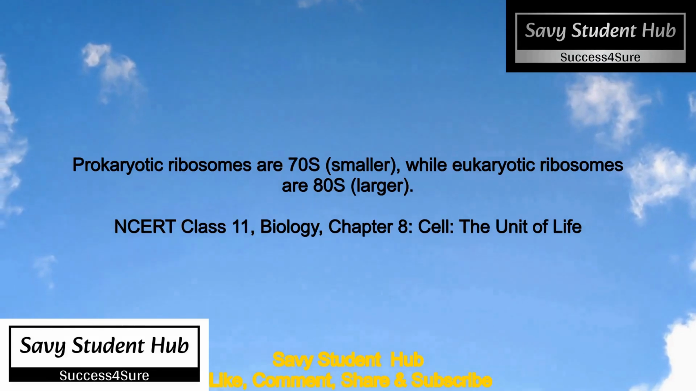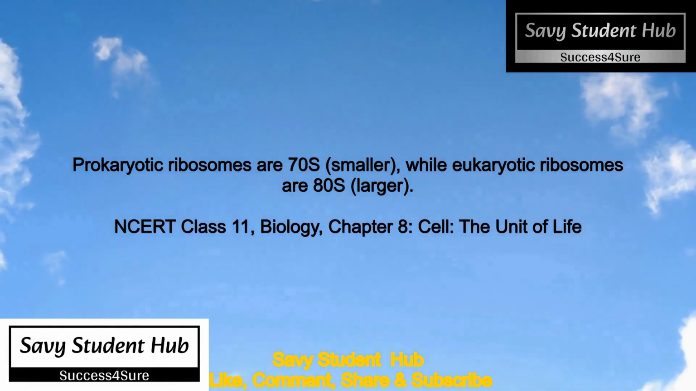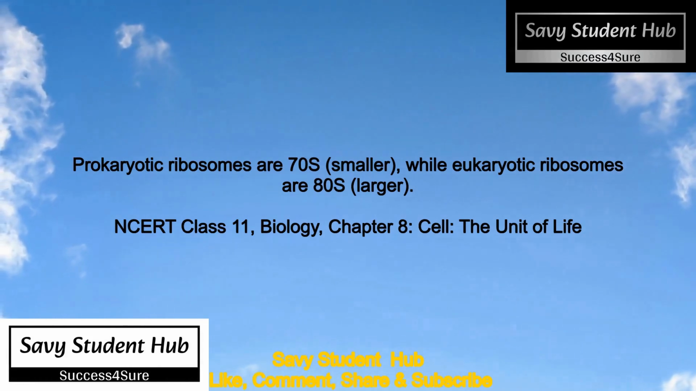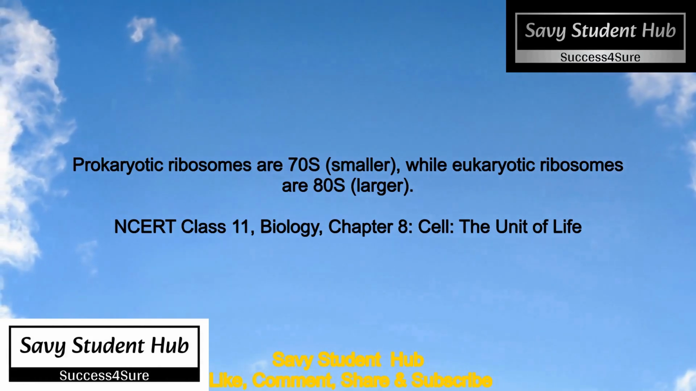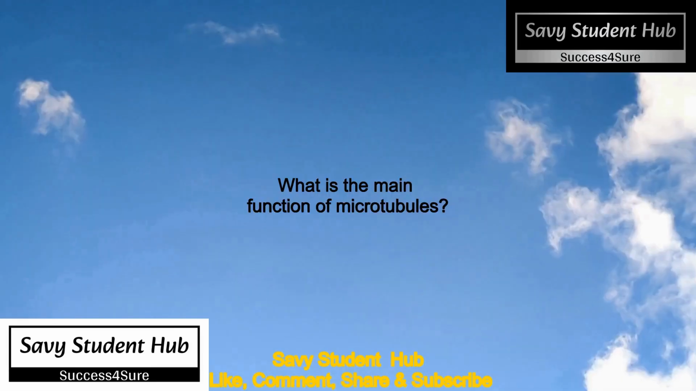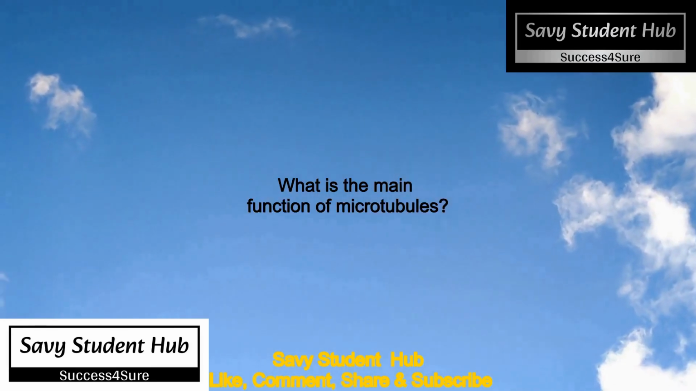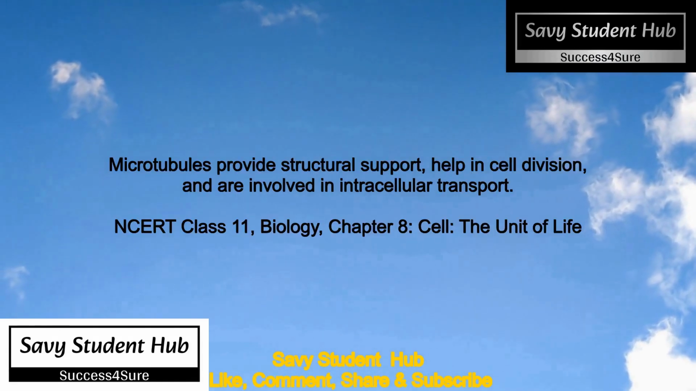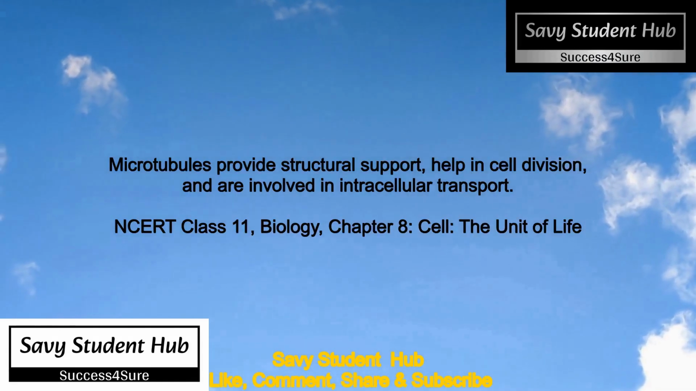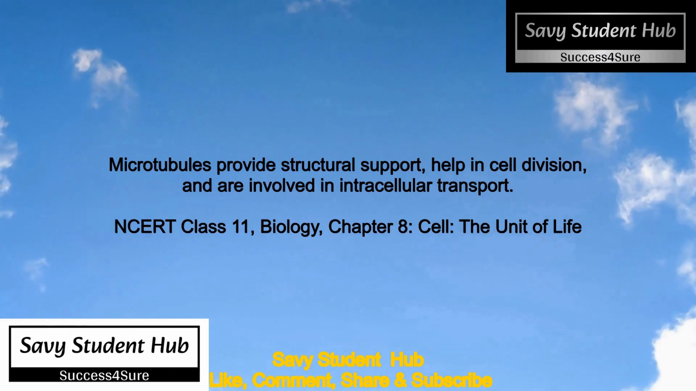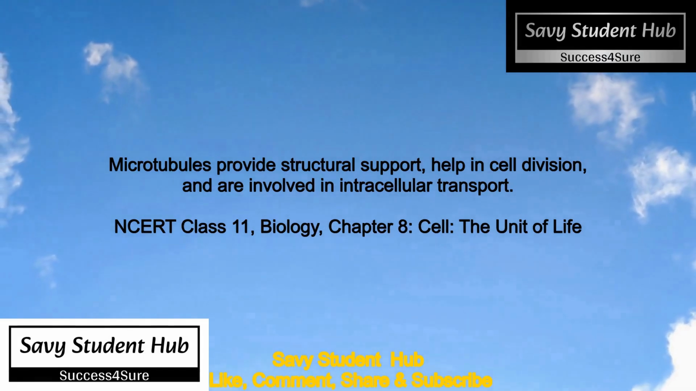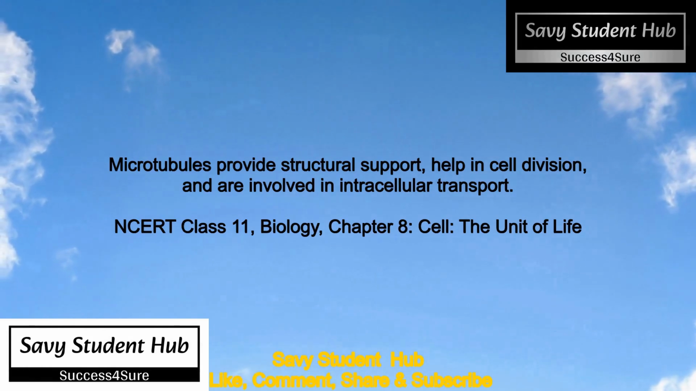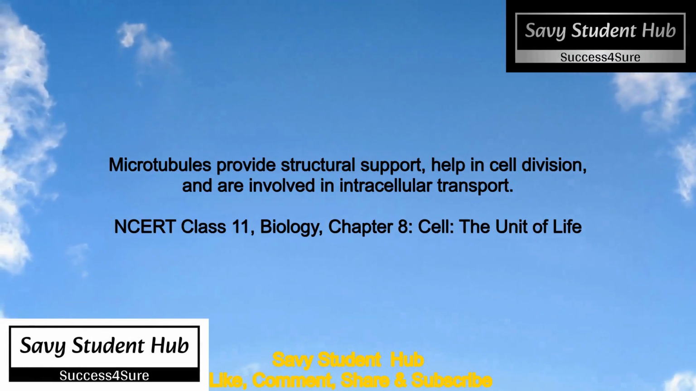Prokaryotic ribosomes are 70S, smaller, while eukaryotic ribosomes are 80S, larger. What is the main function of microtubules? Microtubules provide structural support, help in cell division, and are involved in intracellular transport.